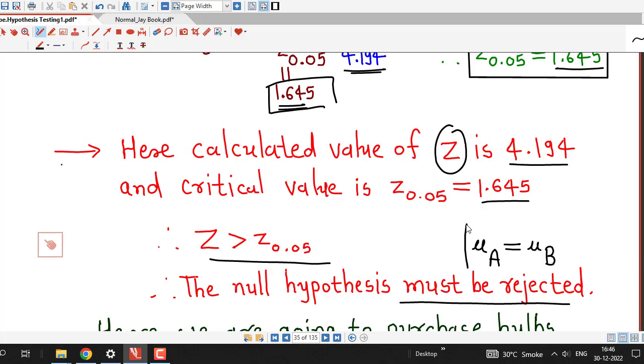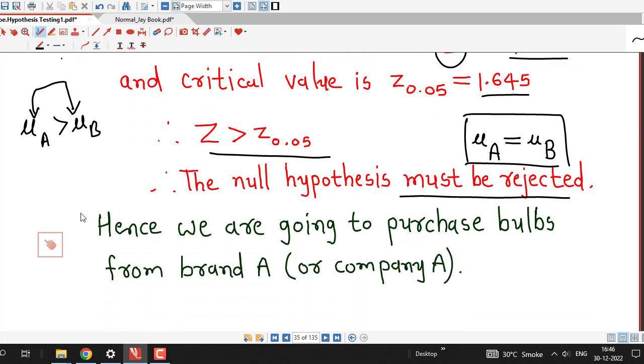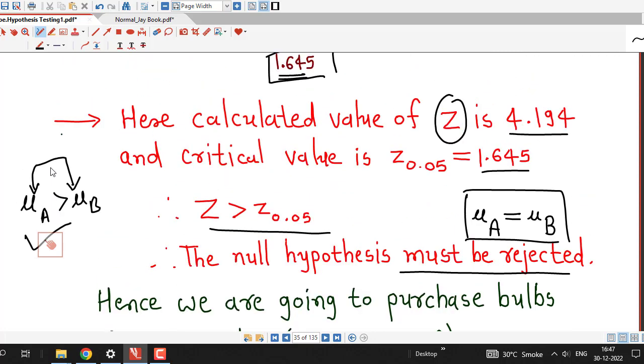That means the mean life of electric bulbs of both the companies is the same, but that we are rejecting. That means our claim is correct. Our claim was that the mean life of bulbs from company A is more than that from company B. So hence we are going to purchase bulbs from brand A, or from company A, because this claim is true at 5% level of significance.